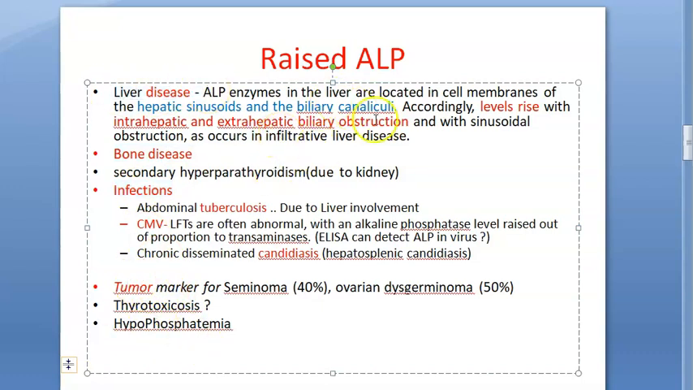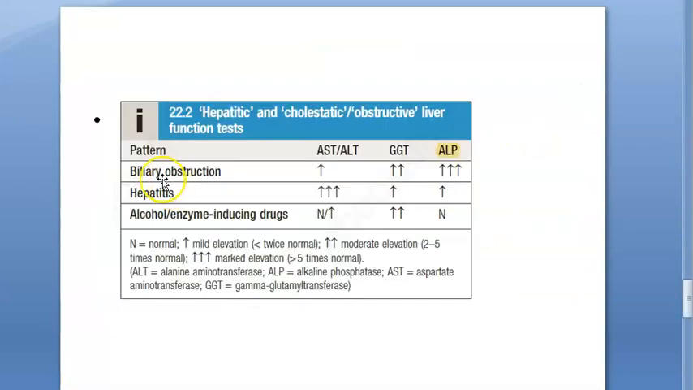So liver disease. What happens in the liver? See, the liver makes this enzyme, and it is present in hepatic sinusoids and biliary canaliculi. However, if there is obstruction, make it bold, then you will see raised levels of this ALP. If there is biliary obstruction, ALP has increased so much. If there is hepatitis, it has increased. Alcohol doesn't do anything here. Just remember biliary obstruction and hepatitis.